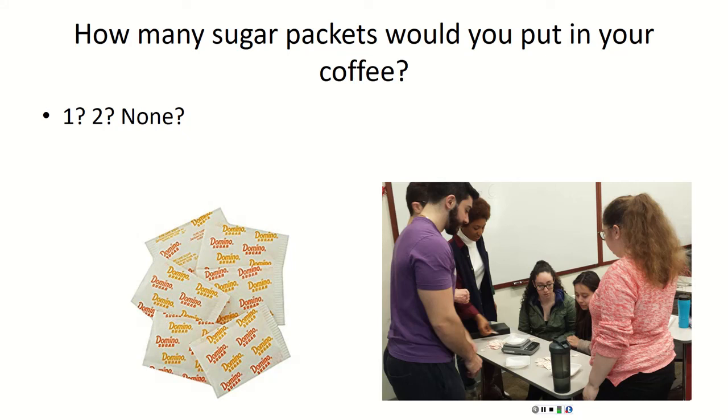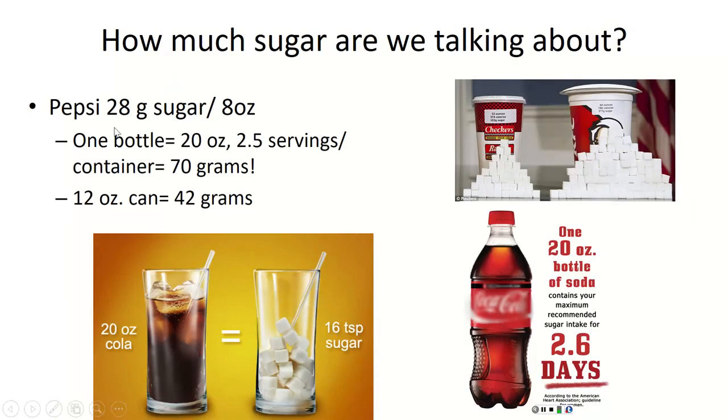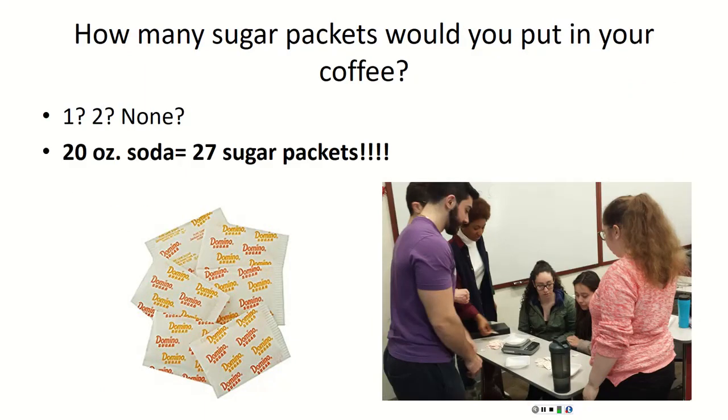How many packets do you think you would find in a 20-ounce bottle of Coca-Cola? Well, we did this as a class, one of my classes one time when we met in person. I gave them packets of Domino sugar. They got a scale. They weighed out up to, I believe, 70 grams for the 20-ounce container. And what we saw is that it added up to 27 sugar packets on average. 27 sugar packets. So when somebody consumes a 20-ounce bottle of soda, that's the equivalent of putting 27 sugar packets into it. That's a lot of sugar packets. No one would feel comfortable doing that with a coffee, but that's what's in a soda. So we have to be concerned about that.